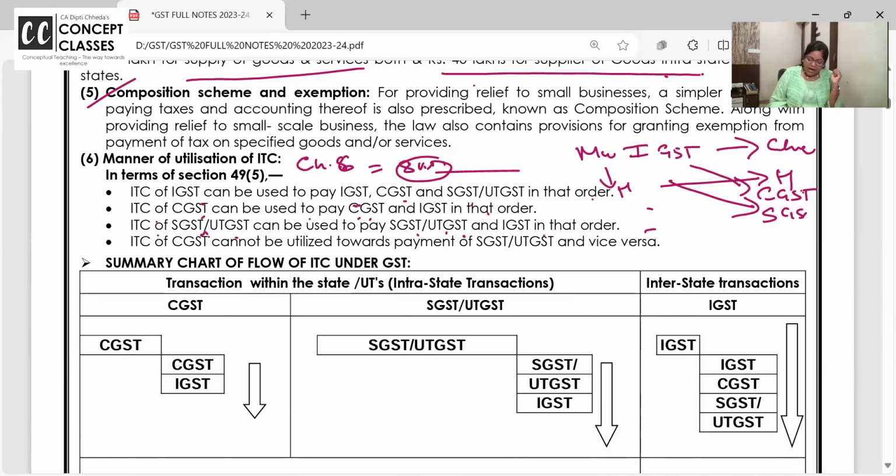And last, very important point on which so many MCQs are prepared in different ways, but very in-depth. Input tax credit of CGST cannot be utilized for payment of SGST.